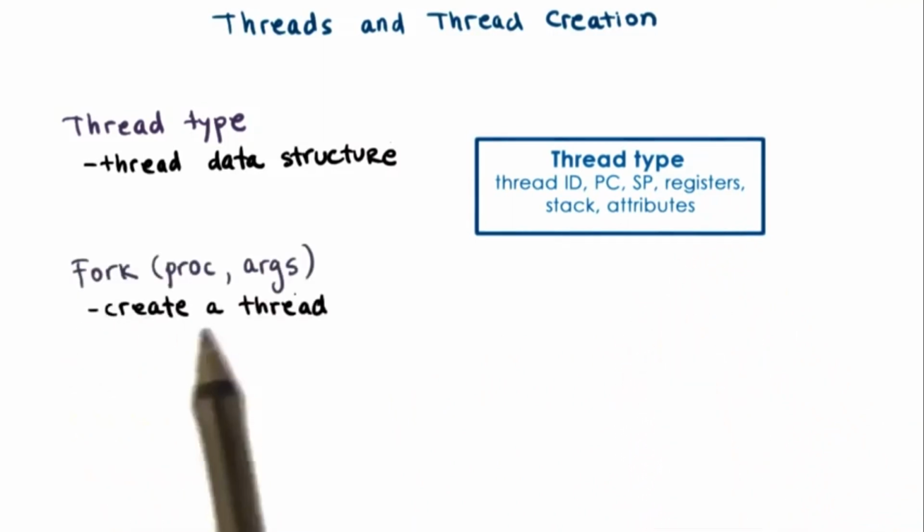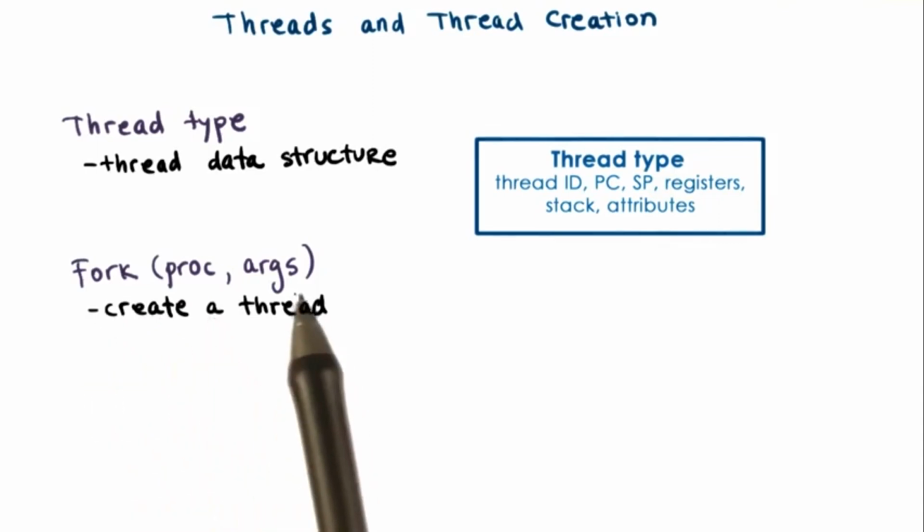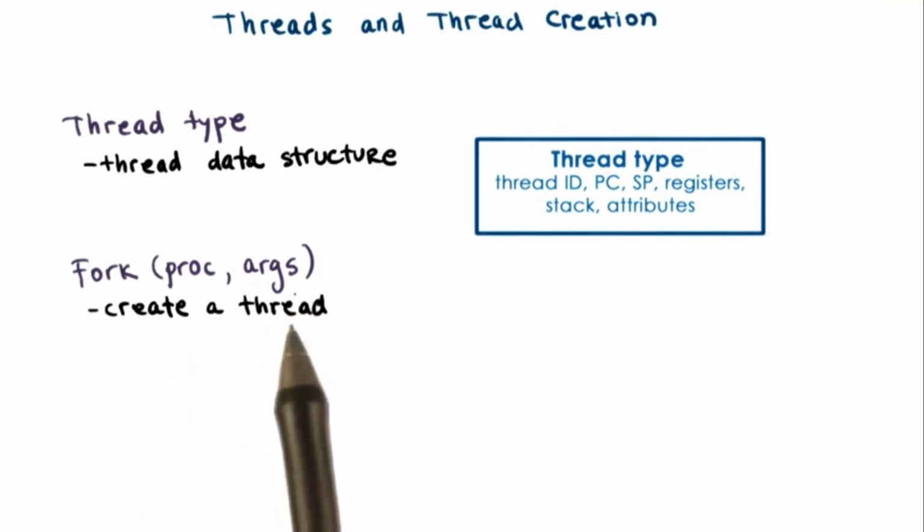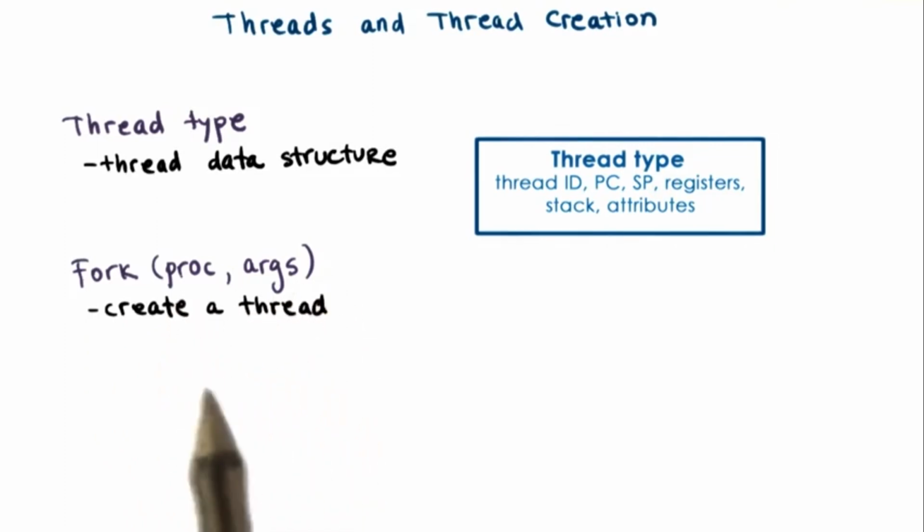For thread creation, Birrell proposes a fork call with two parameters, a proc argument, and that is the procedure that the created thread will start executing, and then args, which are the arguments for this procedure.